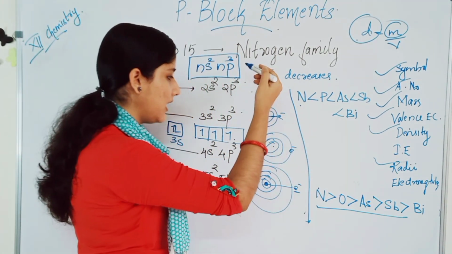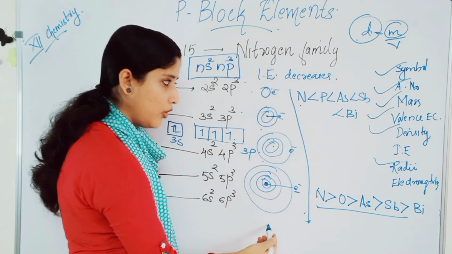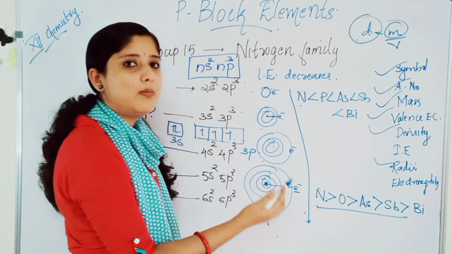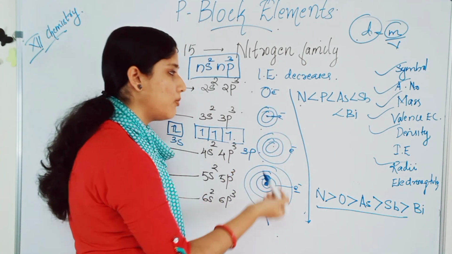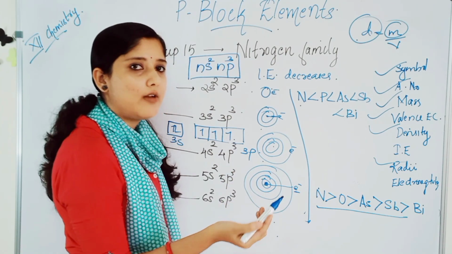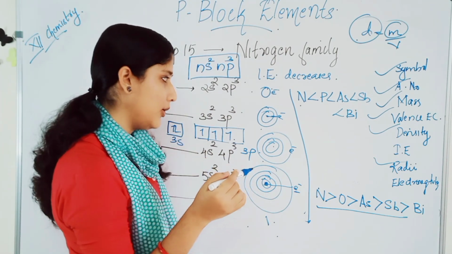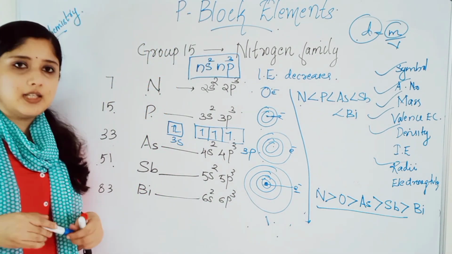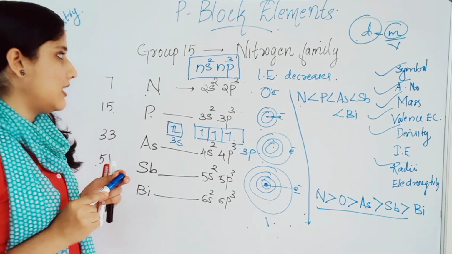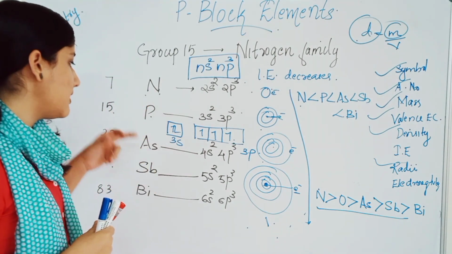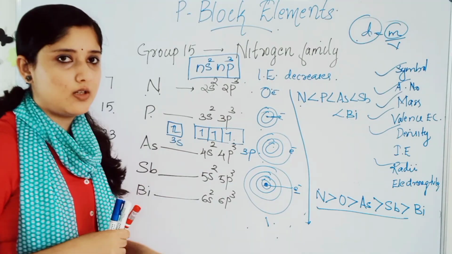Atomic radii increases from top to bottom. Similarly, atomic mass increases from top to bottom. Density also increases from top to bottom. But electronegativity value and first ionization enthalpy value decrease from top to bottom. These are the general trends of the nitrogen family, that is nitrogen, phosphorus, arsenic, antimony, bismuth.